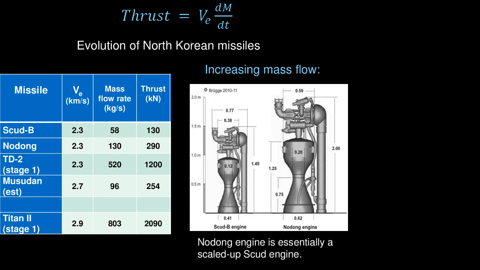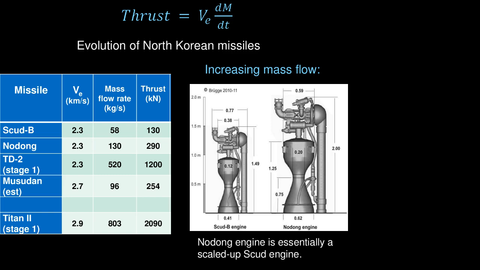The other piece, as I said, is increasing the mass flow. How have they done that? Well, in going from the Scud to the No-Dong, the No-Dong essentially has a scaled-up Scud engine. It looks essentially identical, except that it's somewhat larger. By having a larger engine, you can see that what they've done is increase the mass flow rate from something like 60. They've essentially somewhat more than doubled the mass flow rate.